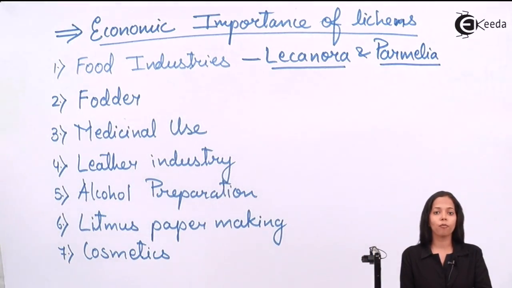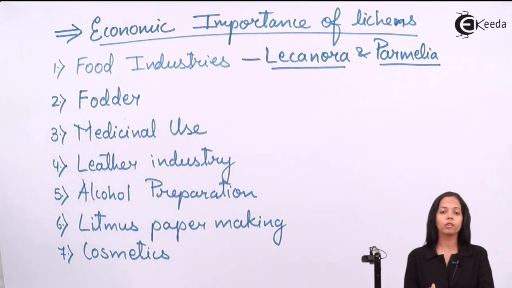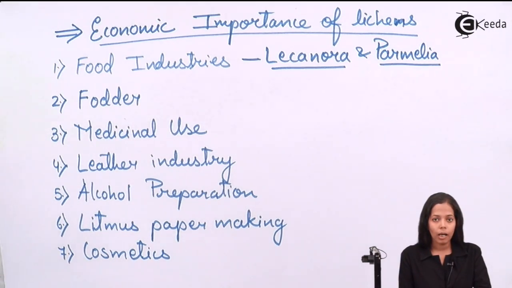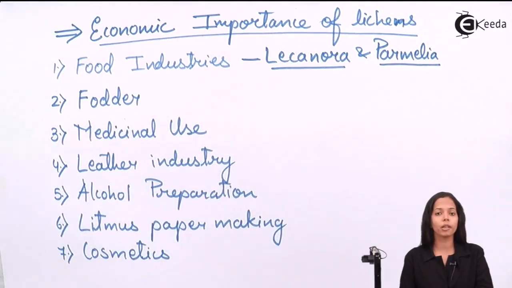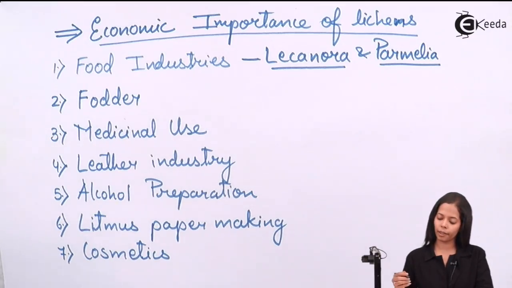Now, speaking about fodder. Fodder is food for cattle. Mostly reindeer are fed with lichen. The lichens used as fodder are many, out of which you have to remember 2-3 examples. The first one is Cladonia, the second one is Parmelia, which is also used in the food industry. The third one is Evernia and Cetraria.